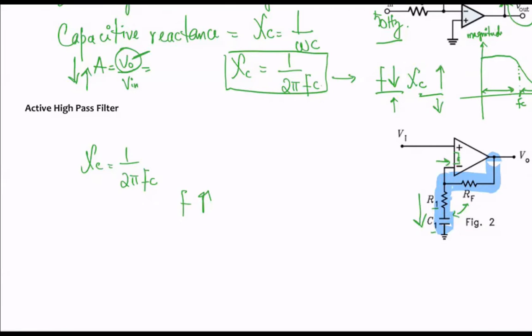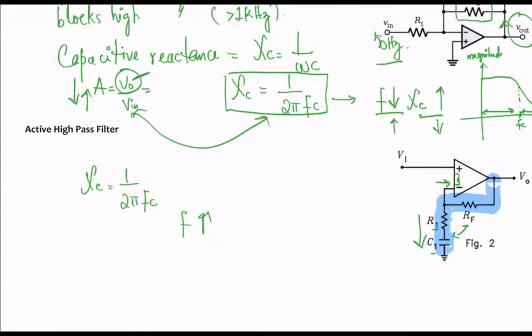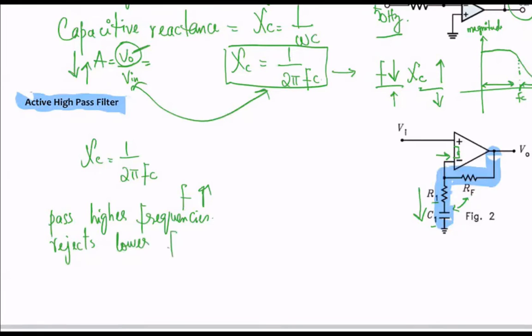So the reactance of the capacitor increases and there's more negative feedback, which results in lower gain, just like we were doing a correlation over here between reactance, frequency, and the gain. And as the name implies, this high pass filter is going to allow higher frequencies to pass, and rejects lower frequencies.